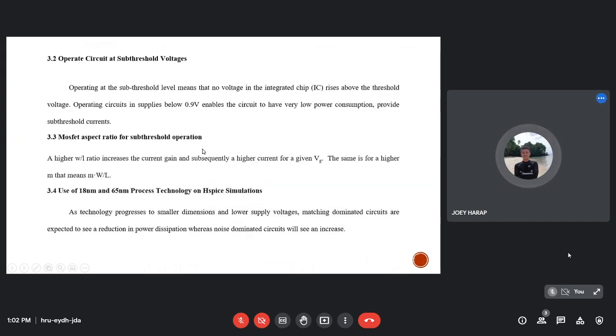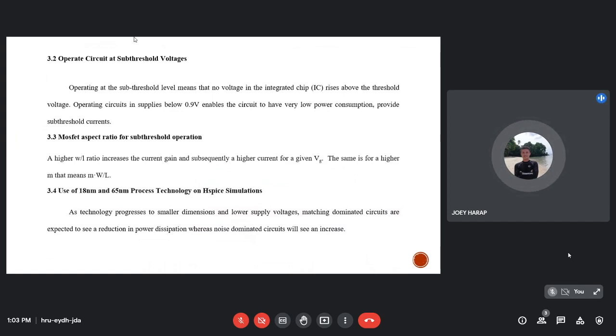And so here are the parameters or the considerations that we had to consider in designing the methodology. So first is operating the circuit at the subthreshold voltages. Operating at the subthreshold level means that no voltage in the integrated chip IC rises above the threshold voltage. Operating circuits and supplies below 0.9 volts enables a circuit to have very low power consumption, and provide subthreshold currents.